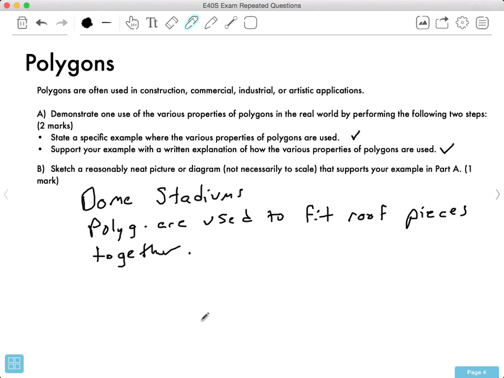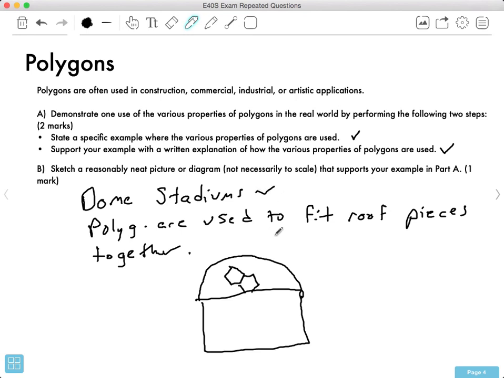I'm talking like a football stadium or a soccer stadium. And then you just need to draw a little stadium. Again, it doesn't have to be fancy. And then put a polygon or 2 up on your stadium picture, just so you can show that you know what a polygon is. So there's a pentagon with the start of another pentagon there. There's 2 pentagons fitting together. And there you go, 3 marks. Example, explanation of the example, and a little picture. You don't have to put measurements on there or anything, just a little picture.